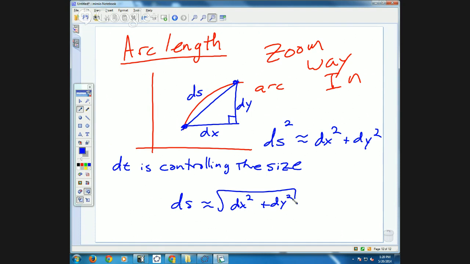So that's my little chunk of arc length. And what I really want to do now is add up all of those ds's, which means I'm going to add up all of these little Pythagorean chunks. And ultimately, don't I want to take the limit here as dt goes to 0 of my chunks of ds's?